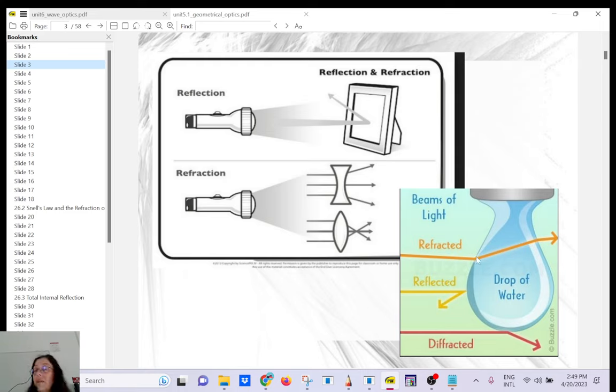But in a piece of glass here, what's going to happen is that light will be refracted because light will slow down. And blue will slow down more than red, okay? Because they don't have the same wavelength. So refraction, I'm going to show you why, but it happens because light will slow down when it goes through a piece of glass.